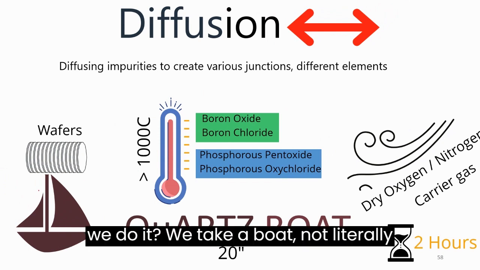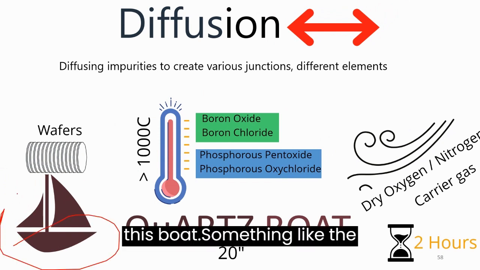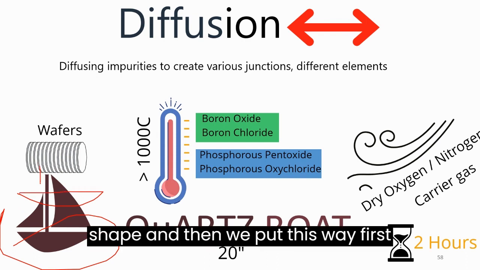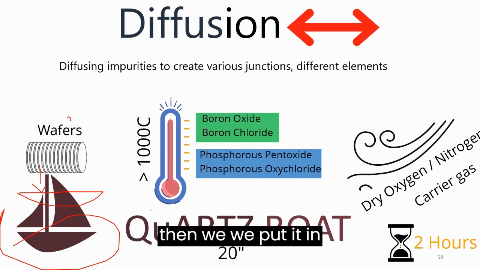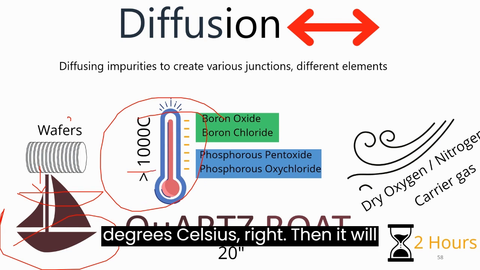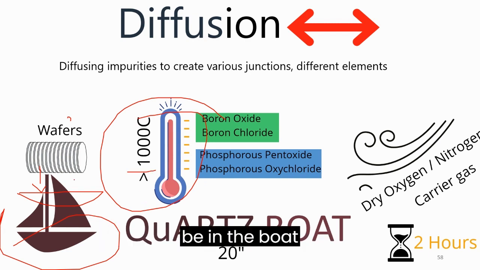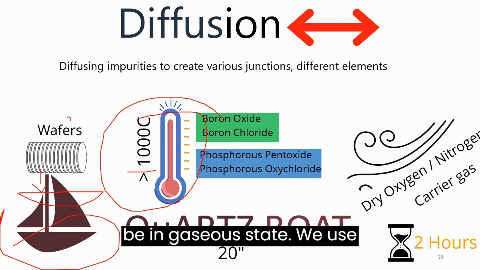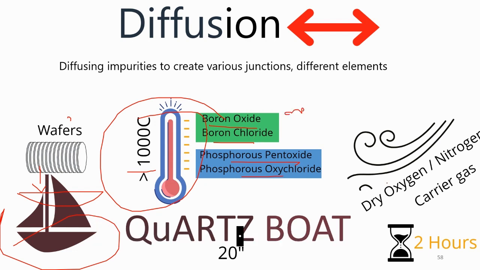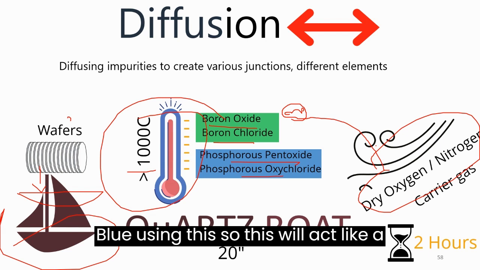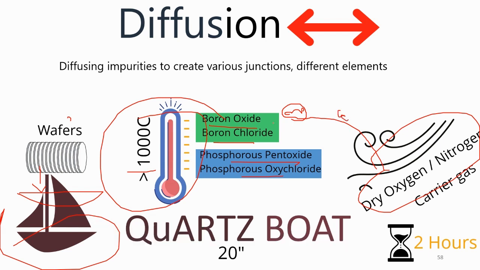So how do we do it? We take a boat, not literally a boat, something of that shape, and we put around 20 to 30 wafers on it, and then we put it at a high temperature of about 1000 degrees Celsius, right? Then it will be in the boat under 1000 degrees Celsius. Then we will blow some boron oxide or boron chloride, phosphorus pentoxide, or this kind of chemical. So how do we blow it? It will be in gaseous state. We use dry oxygen and nitrogen gas, and we blow using this. So this will act like a carrier. This will carry these chemicals, and it will pass to the wafers.